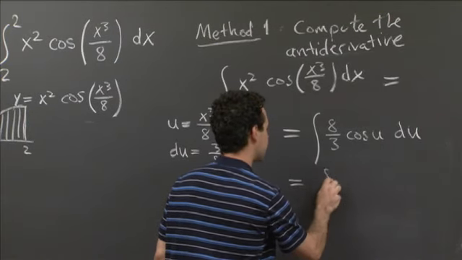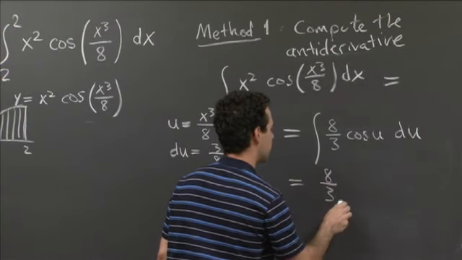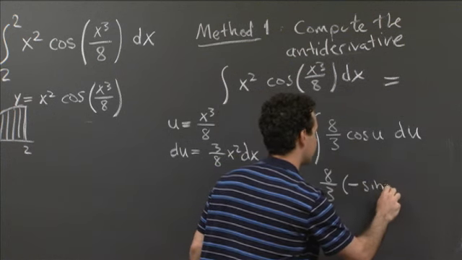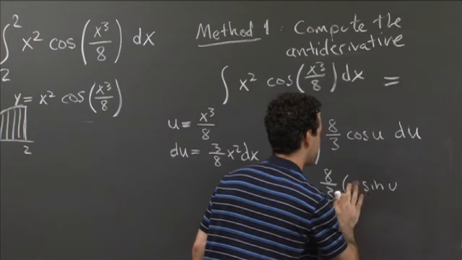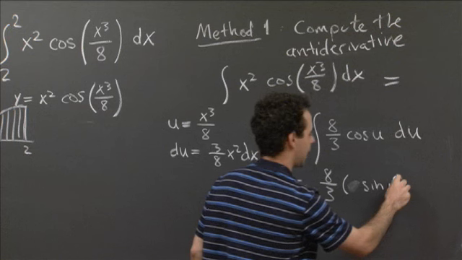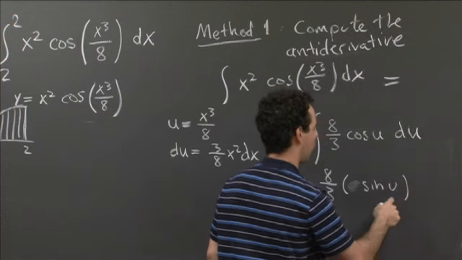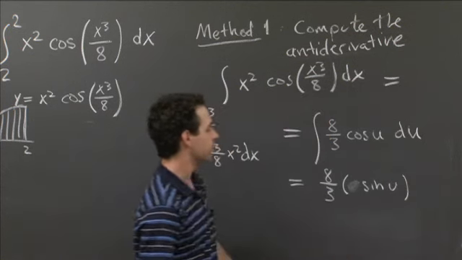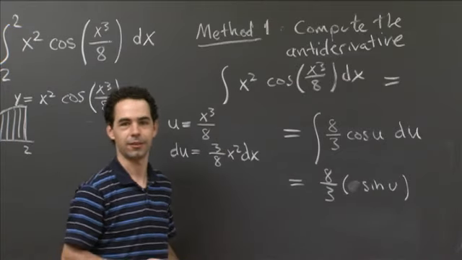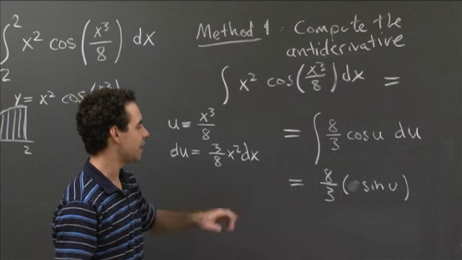So this is 8/3 of minus sine, sorry, not minus. I was doing the derivative instead of the antiderivative. Just 8/3 sine u. That's the antiderivative plus a constant, which we don't need because we're going to plug this into the fundamental theorem of calculus in a minute. So it's 8/3 sine u.